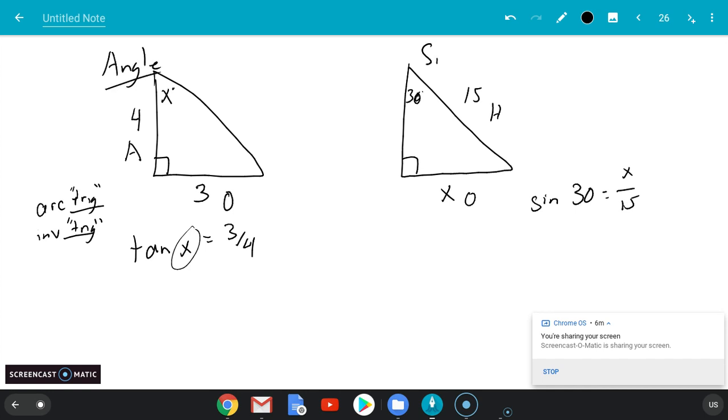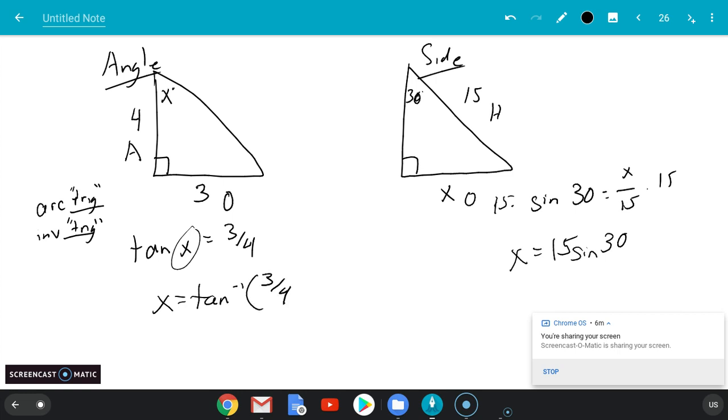But whenever you're trying to find a side, you don't even use any of that, and you just do what you did last week, which is just using some algebra. Right? And then you would have x equals 15 sine 30. Whereas here, x equals inverse tangent of 3/4. That would be the differences between the two here.